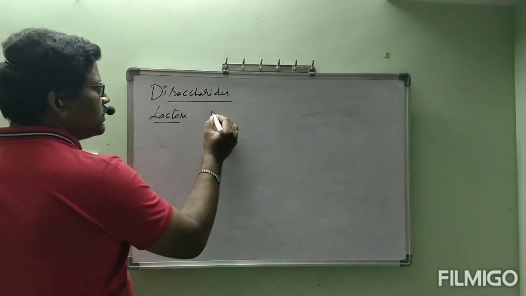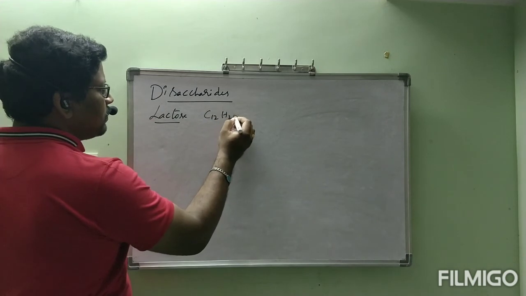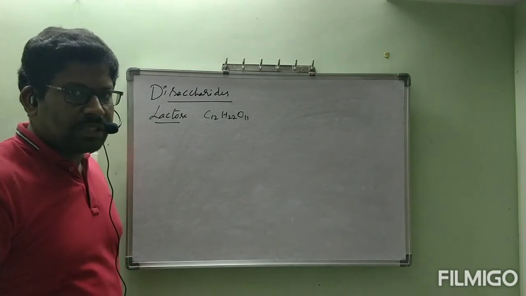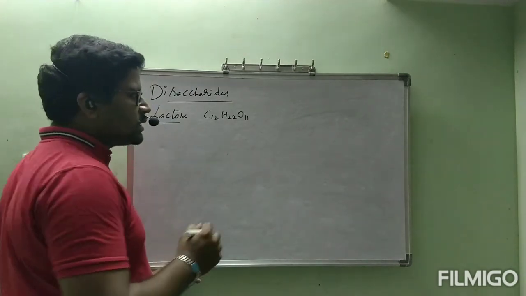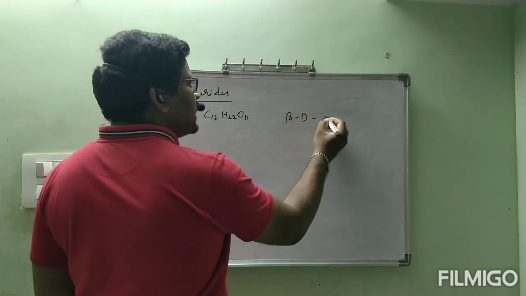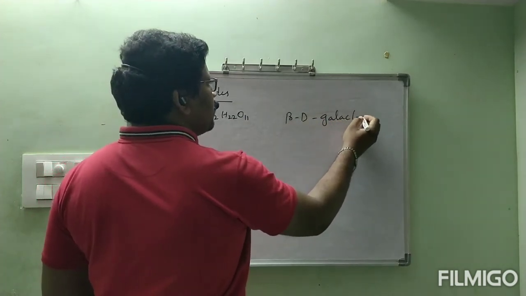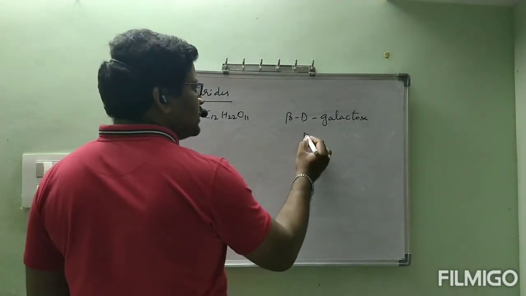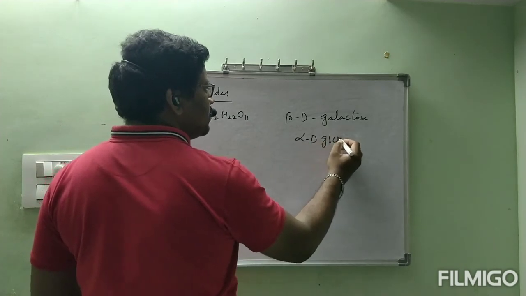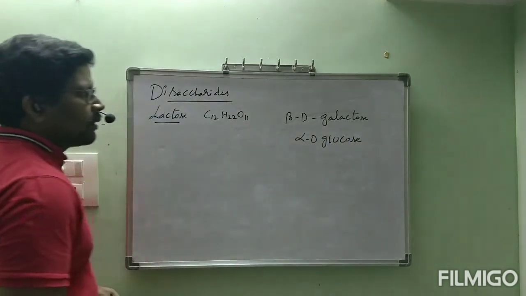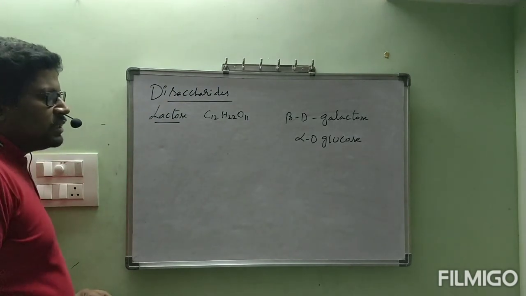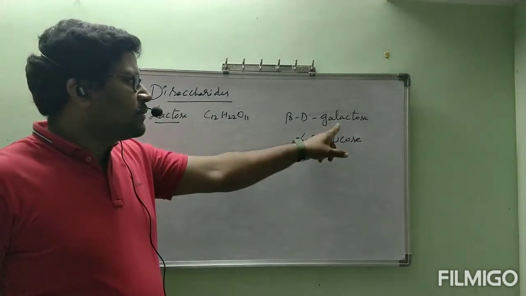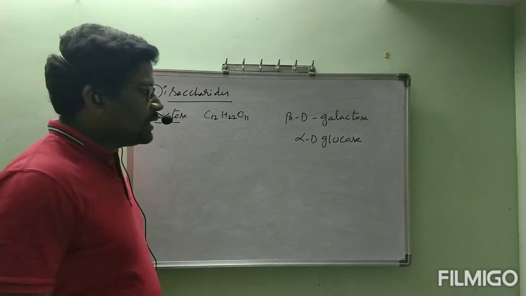Lactose molecular formula C12H22O11. Same, these three are isomers: sucrose, maltose and lactose. Next, in lactose the monomers are beta D galactose and alpha D glucose. Okay, now before going to the structure of lactose, we will see what about the galactose.